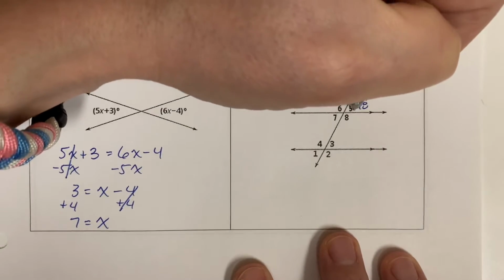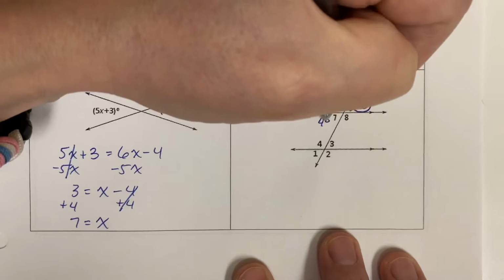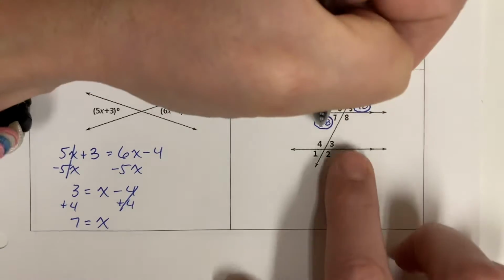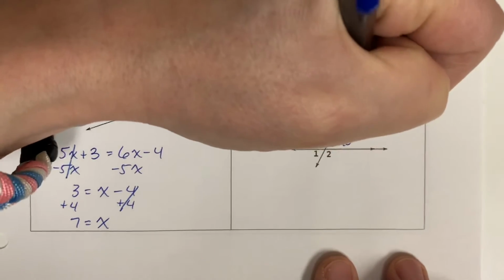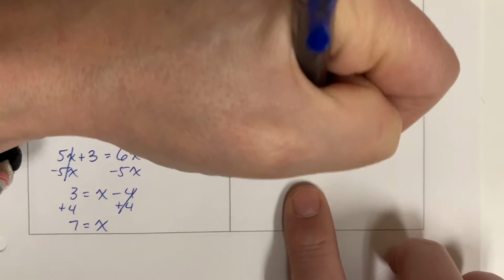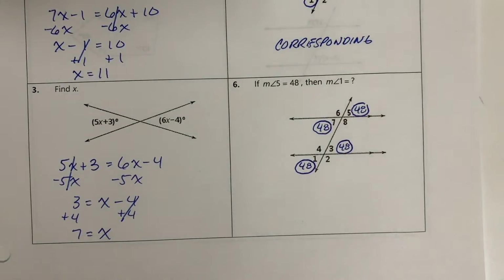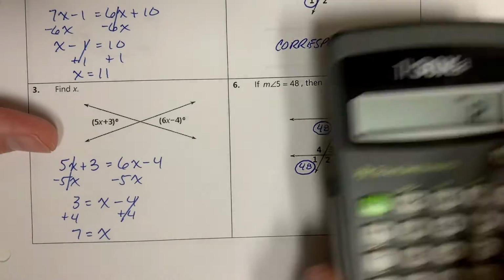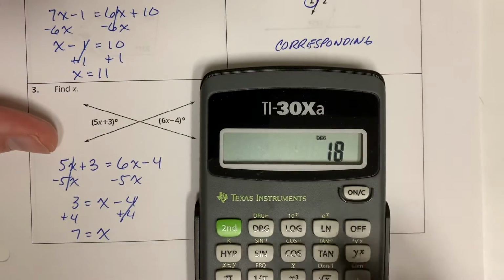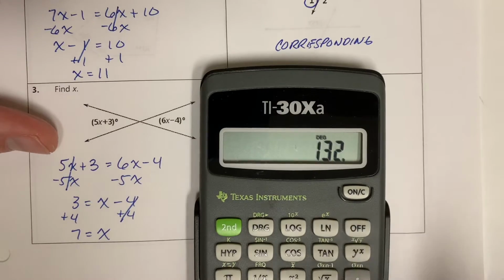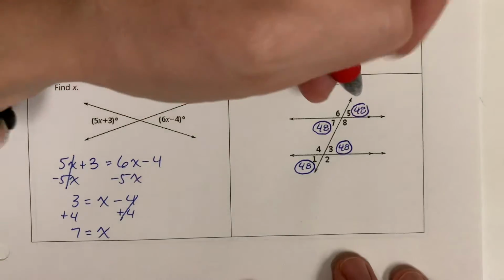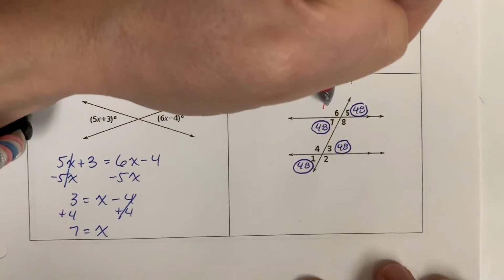Now number 6, we know that 5 is 48 this time. So I'm going to go around the diagram and label everything that's 48. Okay, alternate interior and another vertical pair. All right, so now I need to know what all the other ones are. So how I do that is I do 180 minus 48 and I get 132. So all the other ones must be 132.